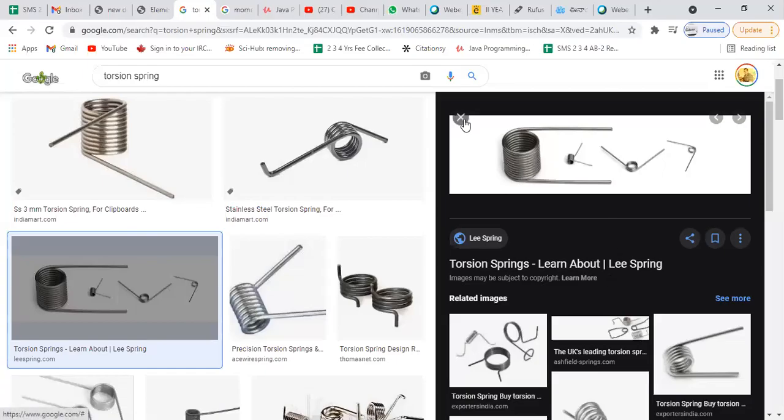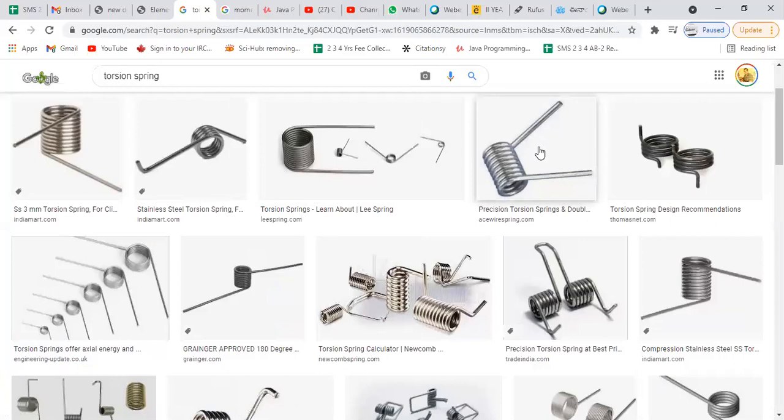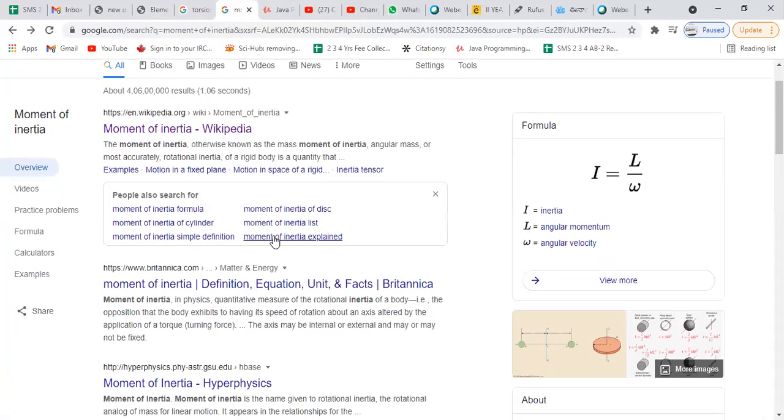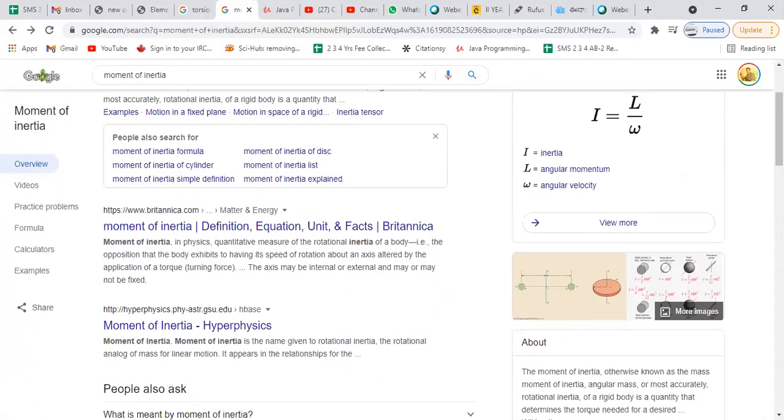Right? So this is the torsion spring. This is one of the elements of the rotational system. And one more is the moment of inertia of the mass. What is moment of inertia of the mass? See the definition from Wikipedia. Moment of inertia is a quantitative measurement of the rotational inertia of the body, nothing but the opposition that a body exhibits to having its speed of rotation about an axis altered by the torque.